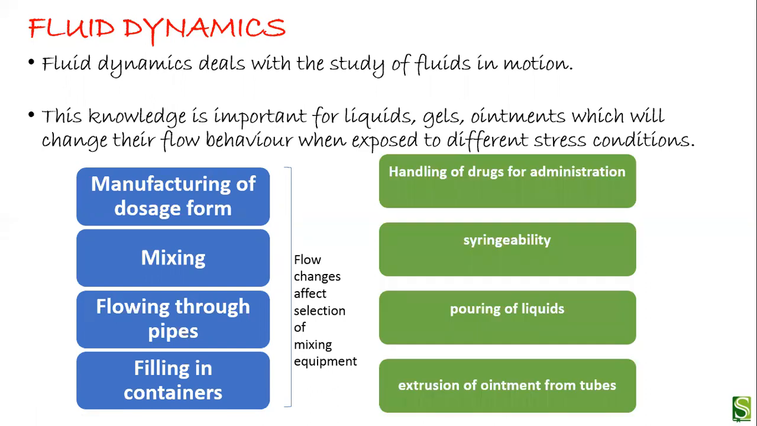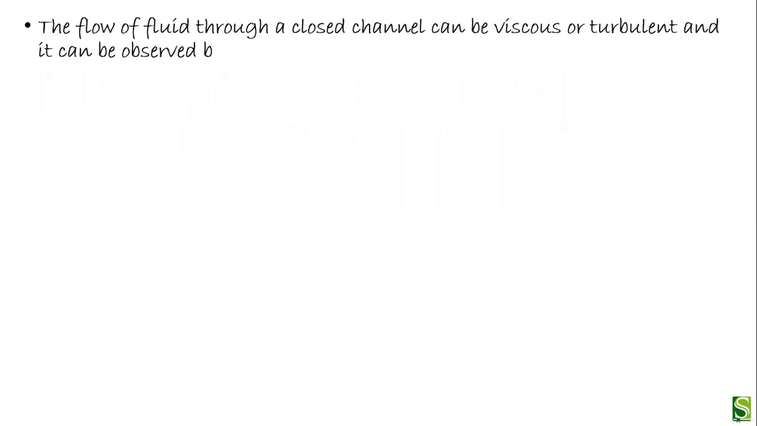Okay, so also the fluid property changes during handling of the drug or during administration as well. So during handling, like during administration, syringeability, pouring of the liquids, extrusion of the ointment from the tube, it all depends on the changes in the flow behavior of the dosage form. The flow of fluid through a closed channel can be either viscous or turbulent, and it can be observed by Reynolds experiment.